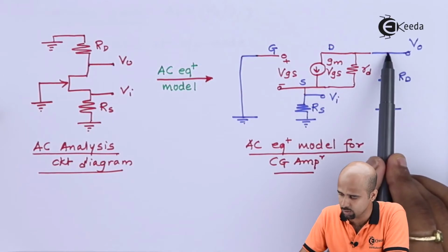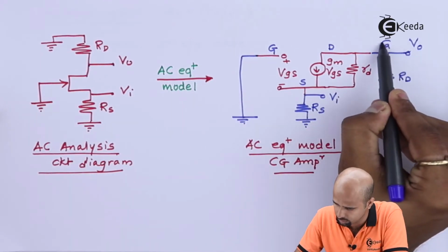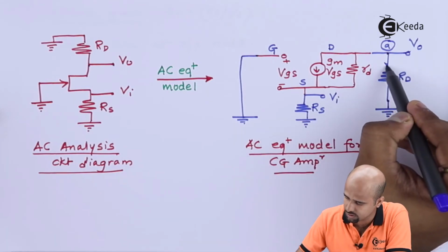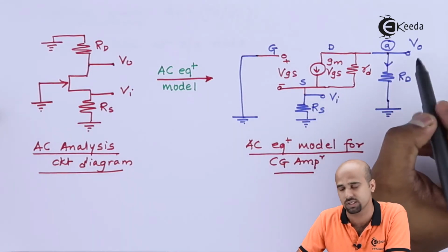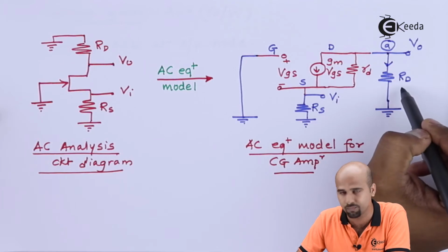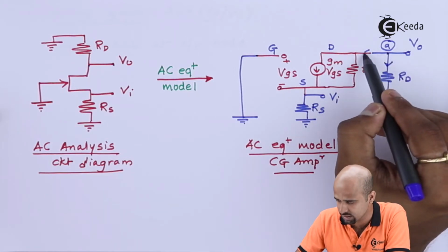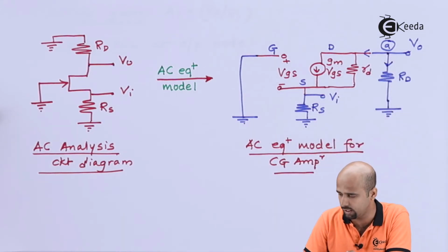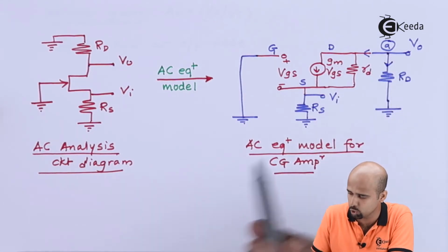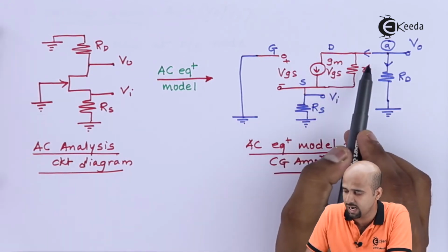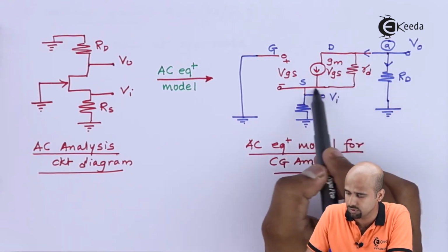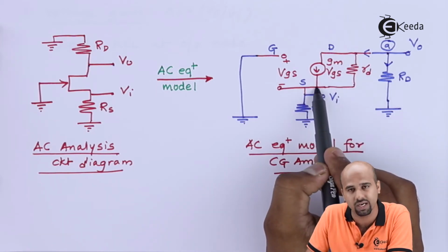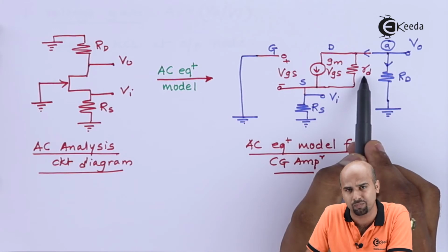We'll apply KCL over here. We'll do the equation for this node, that is node number A. One current is this current, which is VO divided by RD, right? And another current is going away from node A, which is further divided into two parts. One is gm VGS and another is this current, which is VO minus VI divided by rd, right?